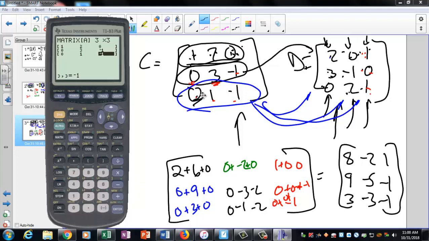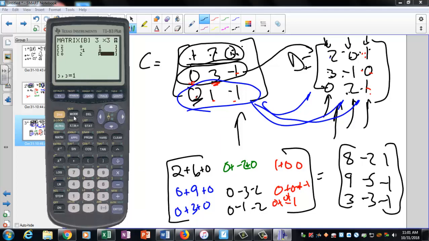So now you've typed in the first one. Second matrix, edit, go to the second one. It's a 3 by 3. And we're going to type in 2, 0, 1, 3, -1, 0, 0, 2, 1. Do we agree?